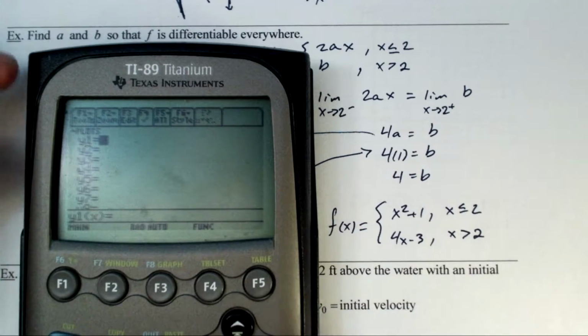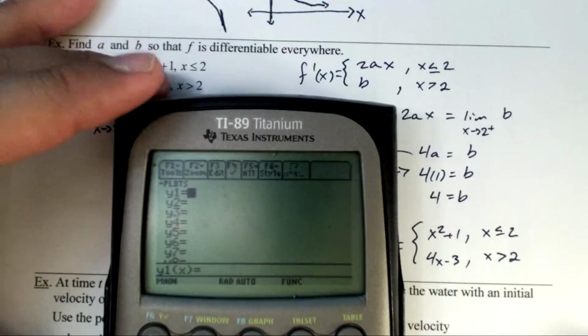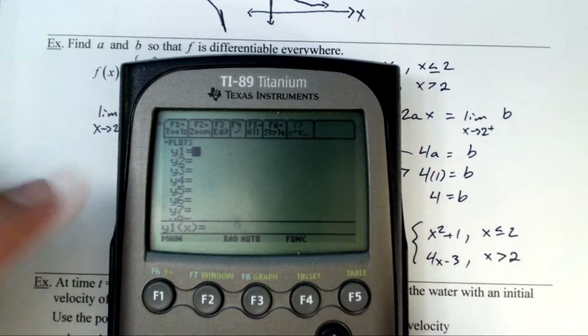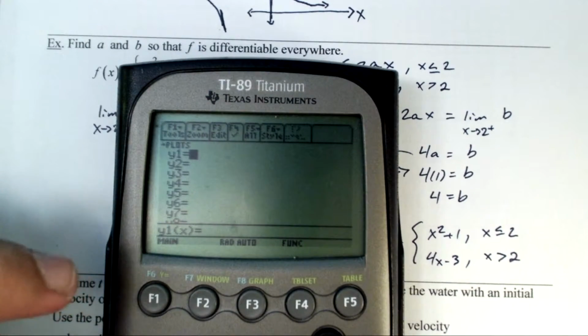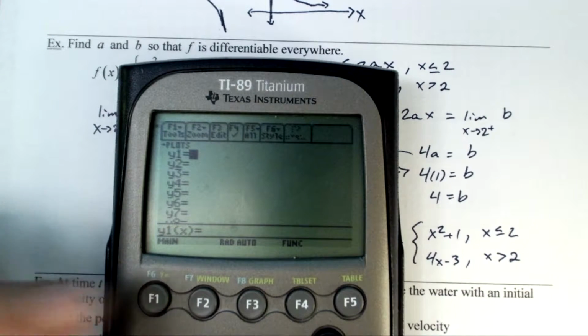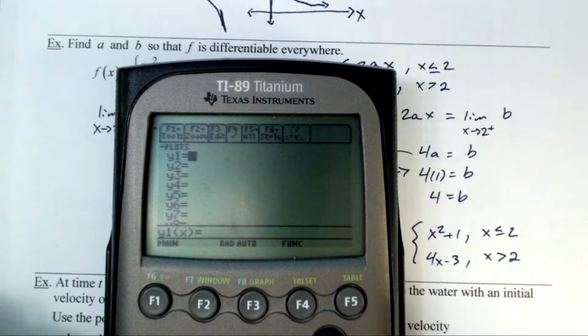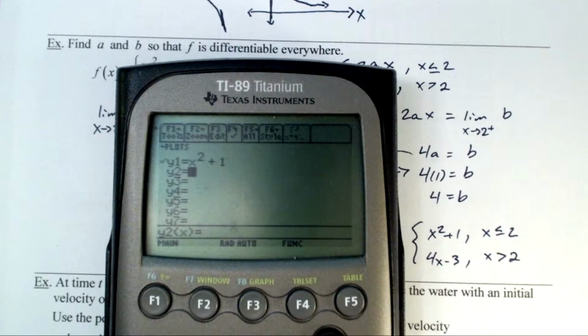Okay, so let's see if we can get this to focus a little bit better. All right, so here we have our calculator. We're going to go to our y equals. That would be diamond F1 if you're using the TI-89. So we're going to type in x squared plus 1 for our first one. And then for our second function, we're going to type in 4x minus 3.